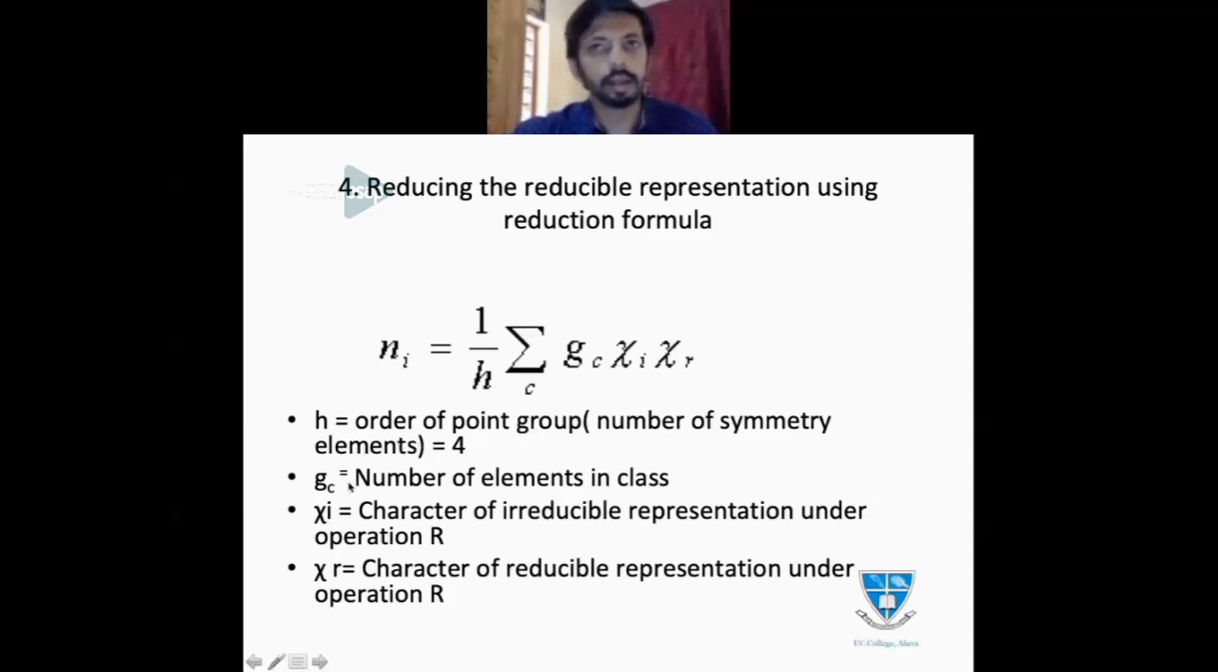gc is the number of elements in the class. So in the C3V point group, we can see that this is E, 2 C3, and 3 sigma V. So that is the number of elements in classes 1, 2, 3. We will see that later. Then chi i is the character of the irreducible representation under operation R. Chi R is the character of the reducible representation under the operation R. This is the reduction formula. We are applying the reduction formula to identify the number of irreducible representations present in the reducible representation.